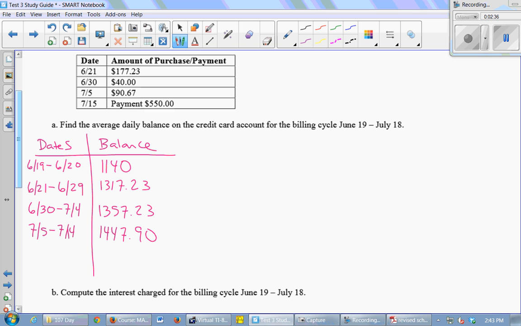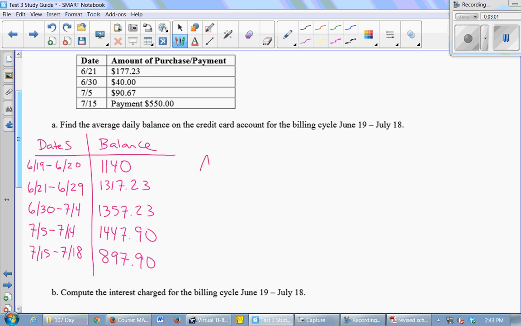And then on the 15th, she makes a payment. And that's the last thing that happens on this cycle. So that's the 15th until the 18th. We can subtract $550 from her balance because she made a payment this time. So her new balance is $897.90. So we make this little chart that has the dates and the various balances carried on her card.